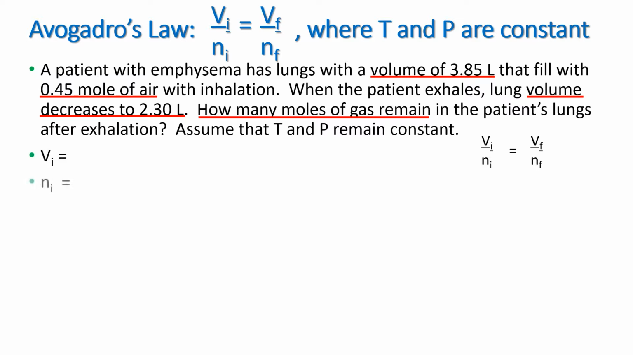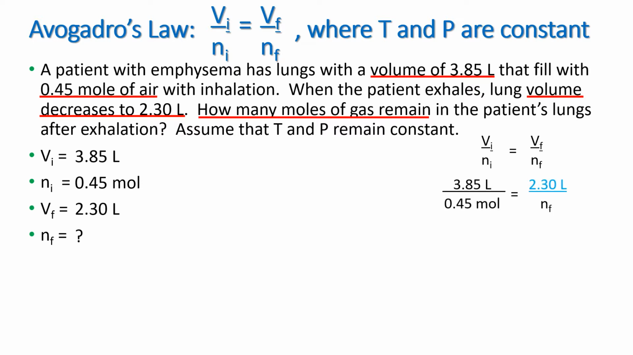So now we have to begin identifying our variables, and our initial volume is 3.85 liters. Our initial moles are 0.45 mole. Our final volume is 2.30 liters, and the thing that we don't know are the final moles, and that's what we're solving for. So let's plug in these values into our formula, and our problem now reads 3.85 liters over 0.45 moles will be equal to 2.30 liters over our unknown value, which is our final moles.